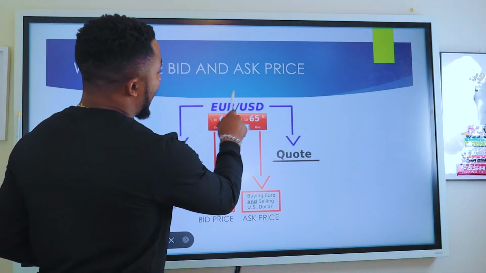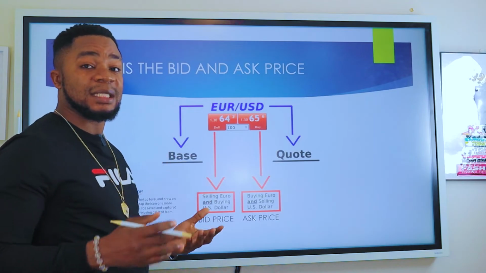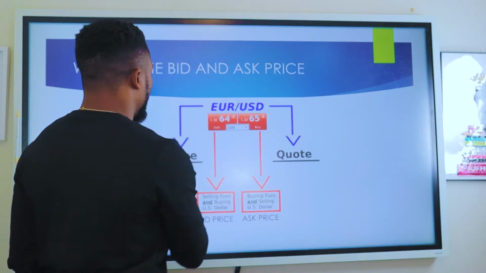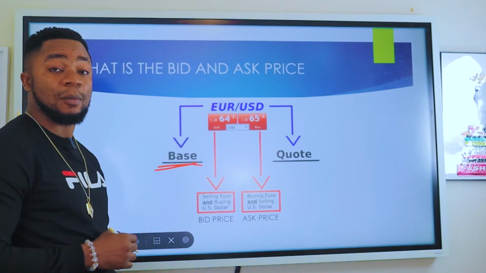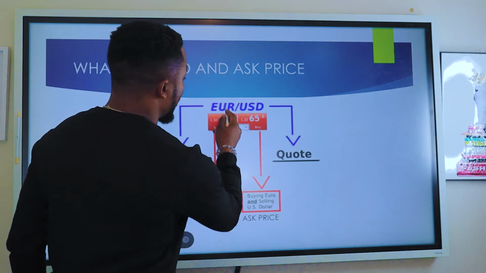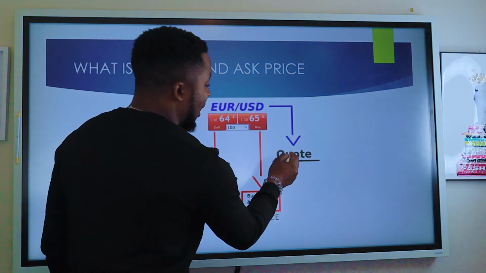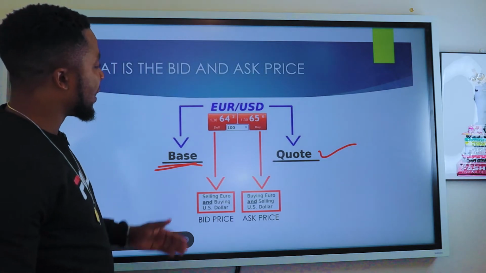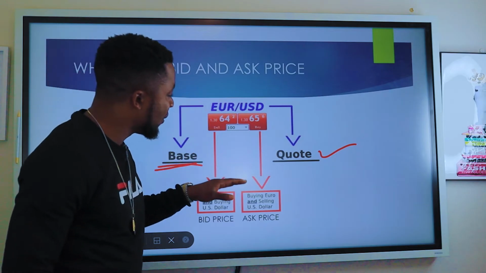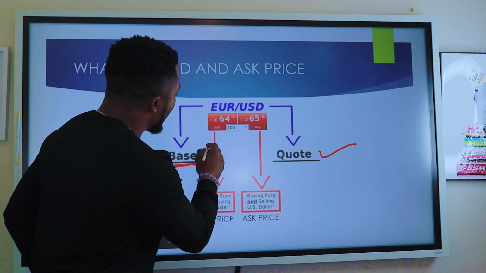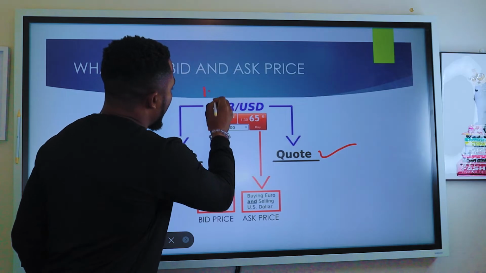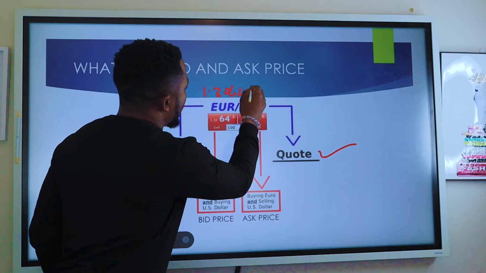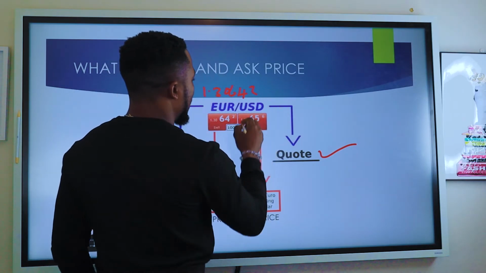This is the same thing you will see on your MetaTrader 5 anytime you open it. If you can see this particular quote, the first one here stands for the base currency. So the euro stands for the base currency and the United States dollar stands for the quote currency. Inside this red place, the first price we have here is 1.30642.